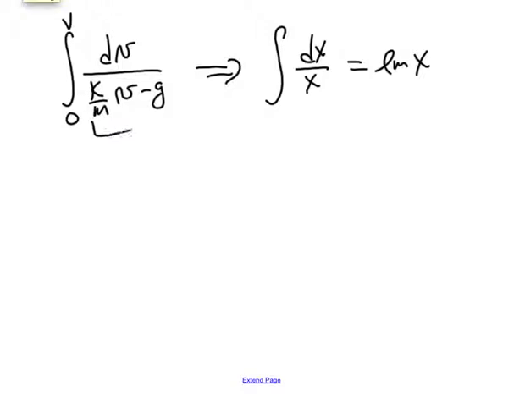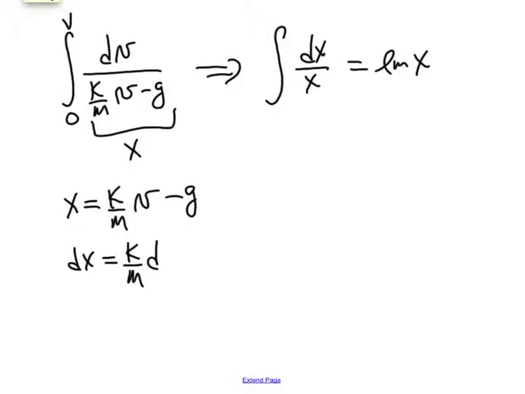So what I'm going to do is I'm going to call this right here my variable x. So x is going to equal k over m times v minus g. Now I can take the differential of this, dx will equal k over m times dv, or dv will equal m over k times dx.